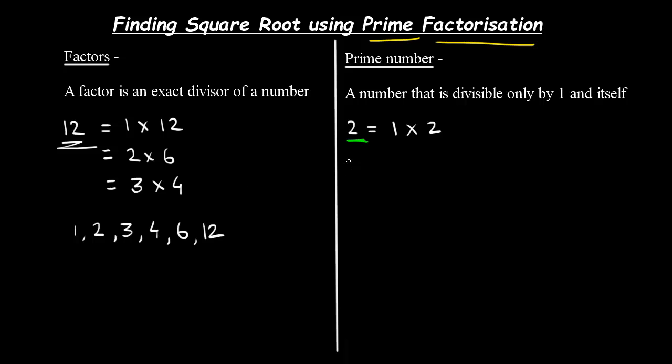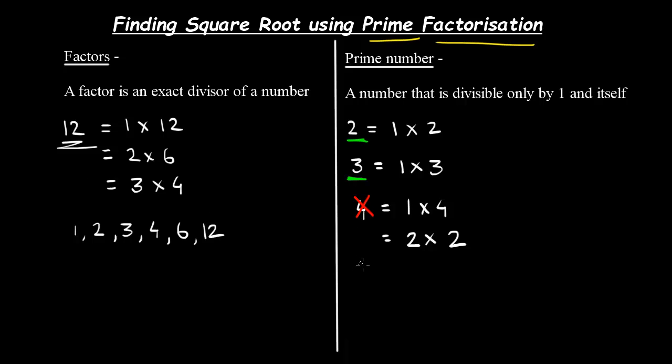Let's take another number, 3. 3 can be written as 1 multiplied by 3. Now there is no other way in which you can express 3 as a product of two positive integers. So we can say that 3 is also a prime number. Let's look at the next number, which is 4. You can write 4 as 1 multiplied by 4, but you can also write 4 as 2 multiplied by 2. So as the number 4 has factors other than 1 and itself, 4 is not a prime number.